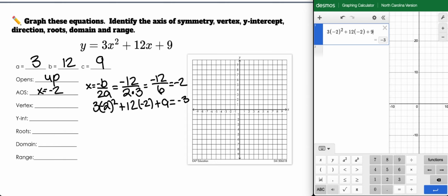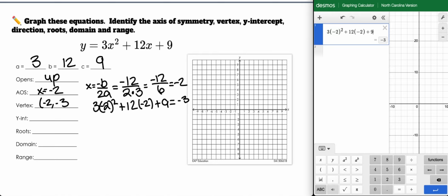Now, the point that we just found is the y value, and the axis of symmetry is the x value. So that makes an ordered pair for the vertex. So our ordered pair for our vertex would be negative 2 and negative 3. And we got to remember that came from our x, which is the axis of symmetry. And when you plug it back in, that gives you the y value, which is negative 3.